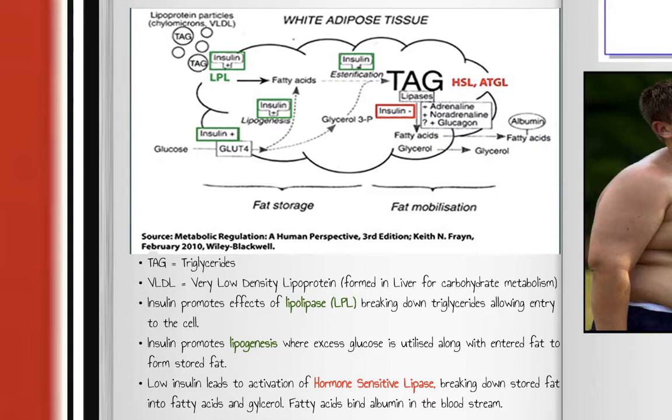However, if you see where I've labelled in red in the diagram, you can see that the stored fat, the large TAG, is sensitive to low levels of insulin, and low levels of insulin lead to the activation of enzymes such as hormone sensitive lipase. These break down stored fat into fatty acids and glycerol, and then these are free to exit the cell, and they bind albumin in the blood and are transported as bound fatty acids. This is what we want in the cell. We want to break down this stored fat so we have less fat within us.